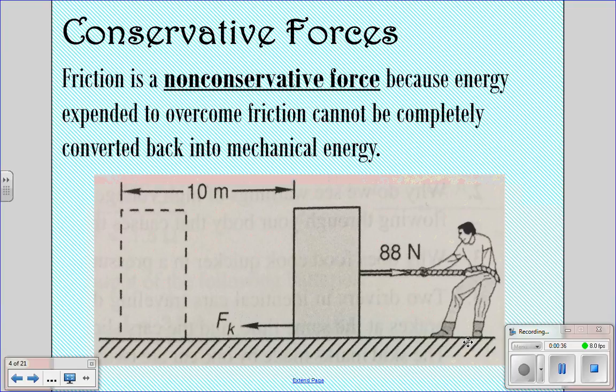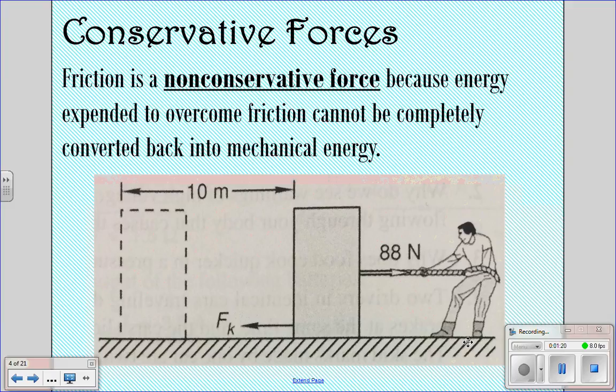So friction is a non-conservative force because energy expended to overcome friction cannot be completely converted back into mechanical energy. Friction is considered non-conservative because the energy that you have to use to overcome friction doesn't get converted back into your mechanical energy. If you look at the picture, the man below uses a force of 88 newtons to pull a block across the floor a distance of 10 meters, and he's going at a constant speed. So the force of friction must also be 88 newtons because the block did not accelerate.